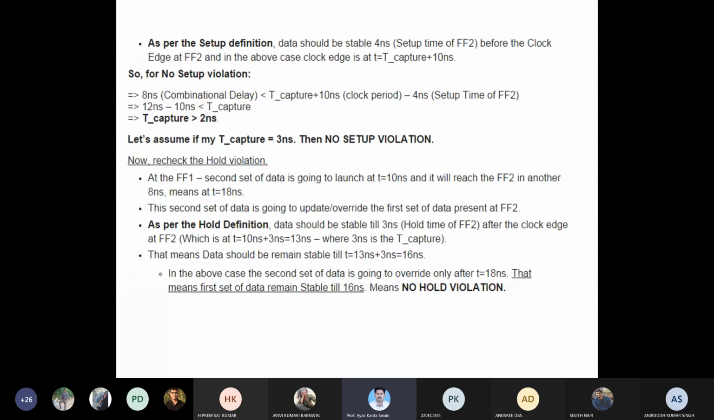Okay, so in the above case, the second set of data is going to override only after 18 nanosecond. Okay, so what we are doing is, as we have seen that T capture is 3 nanosecond for a setup violation free circuit, we are cross checking the hold whether it is affected or not. So we saw that 10 nanosecond clock, then 3 nanosecond T capture, then 3 nanosecond hold, which adds up to 16 nanosecond.